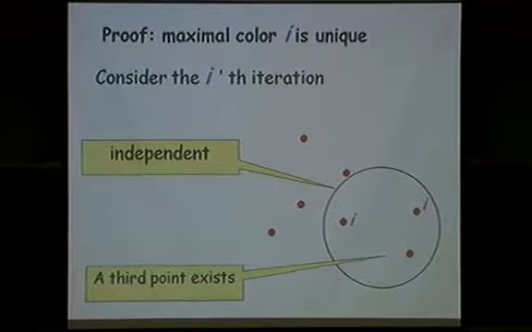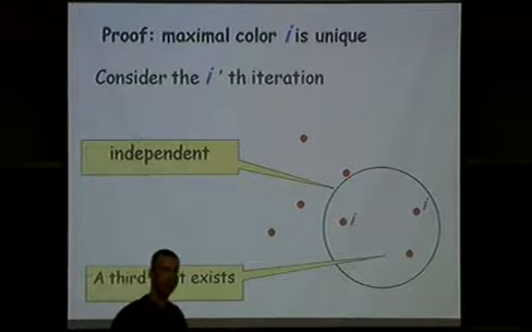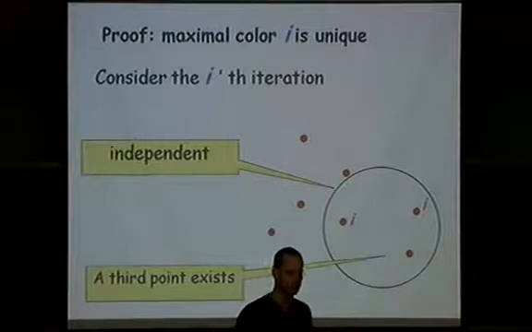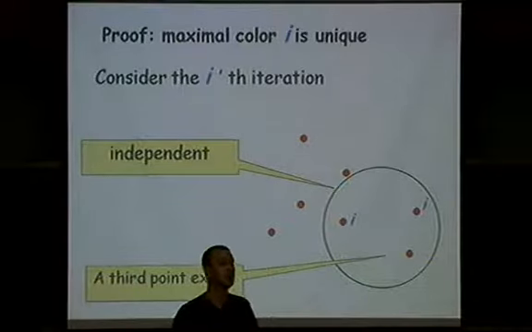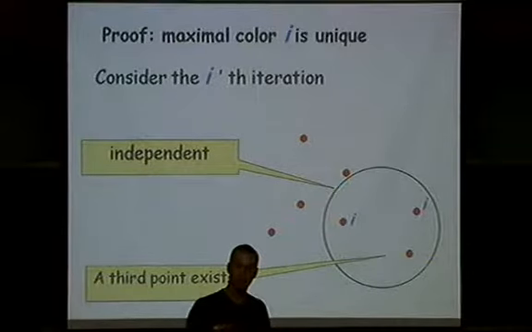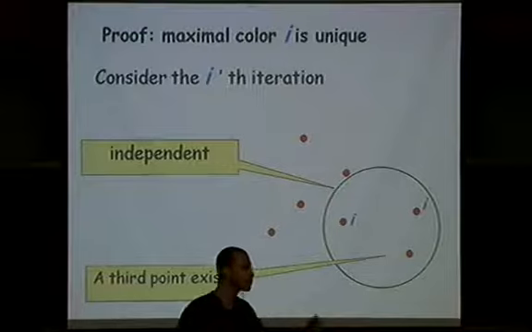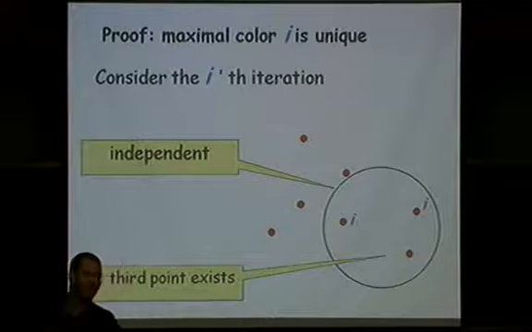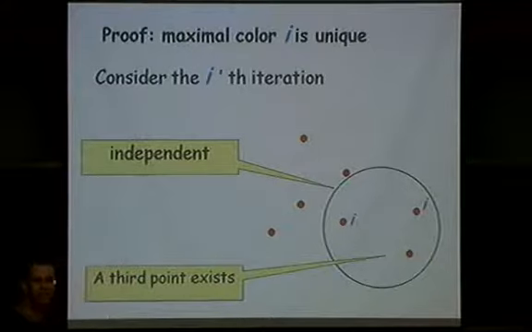What is the color of that point? It cannot be less than i because we already ignored these points. We are now in the ith iteration. It cannot be more than i because i is the maximal color that we could find in that disk. It's not a contradiction yet. So it only means that it must be i, the color.